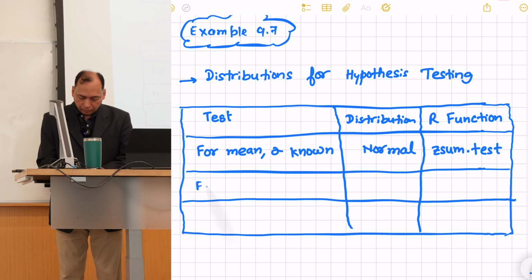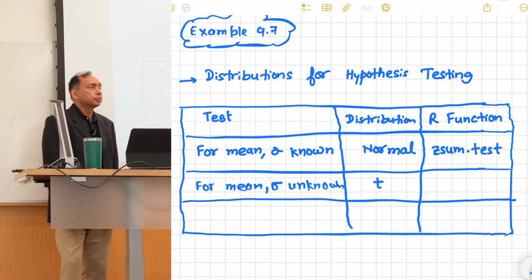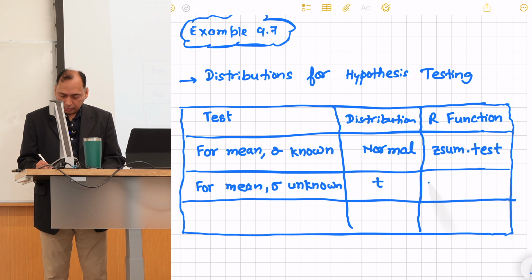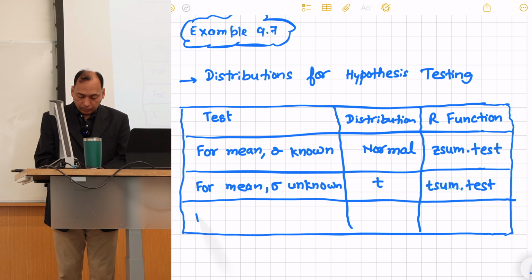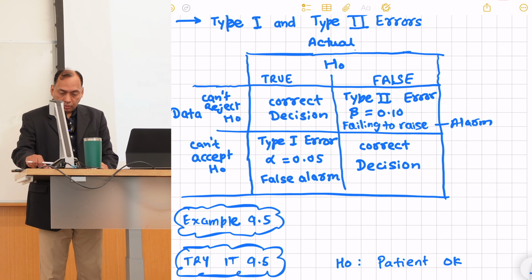If we are doing this for population mean where sigma is unknown, then we change its distribution to t, just like the confidence intervals. And the function that we use is tsum.test. And the third situation, as you know, is for proportions. And there, in the last chapter, we used normal. And when we use normal, we use z.sum.